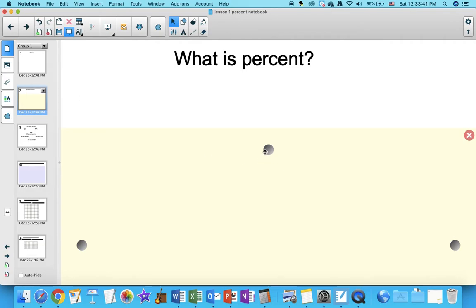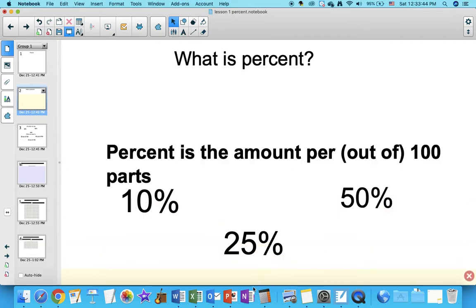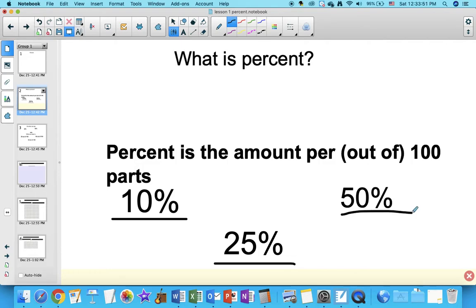Well, as you should know, a percent is always out of 100. So if someone says 10%, 25%, or 50%, they're saying 10 out of 100, right? So 10, 25, 50, they're saying that out of 100. And it's in the name, right? You can see per, which means out of, cent, or centi, which is 100. So when you say percent, it is out of 100. 10%, 10 out of 100.